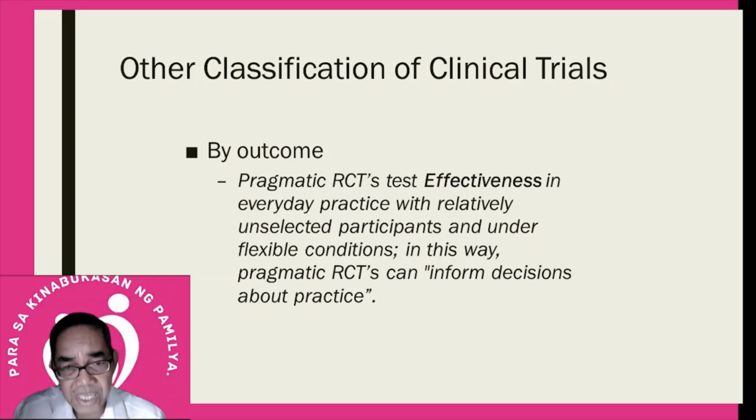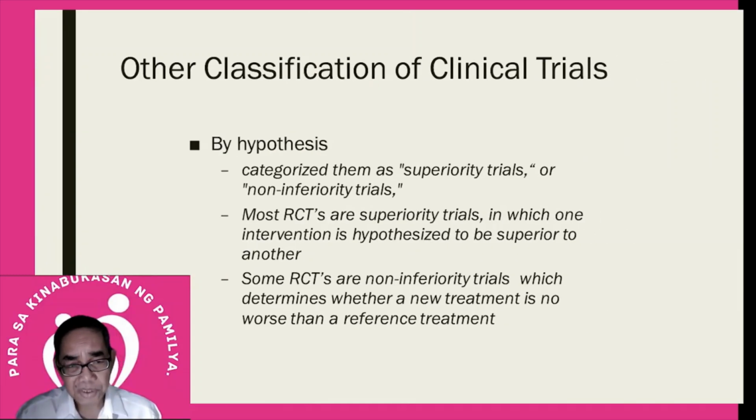We want to make the selection of the participants very, very close to what is normally done, what normally happens in a real-world situation. So we test the effectiveness, and these are pragmatic RCTs. By hypothesis, we categorize them as superiority trials or non-inferiority trials. Most RCTs are superiority trials in which one intervention is hypothesized to be superior to another. If we are comparing an experimental drug with a placebo, that should be a superiority trial.